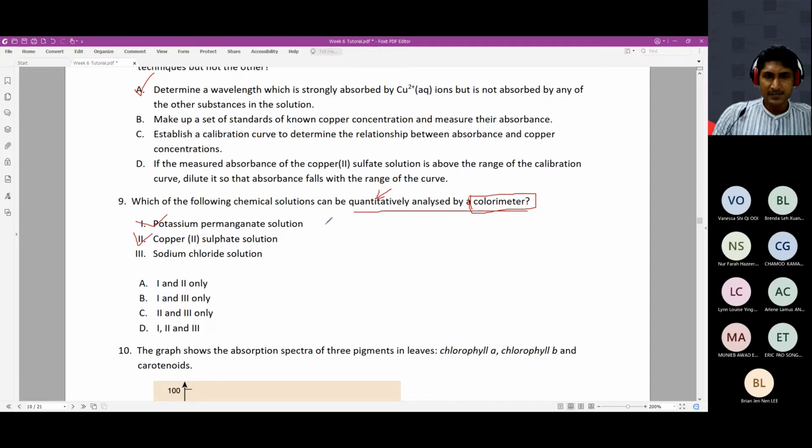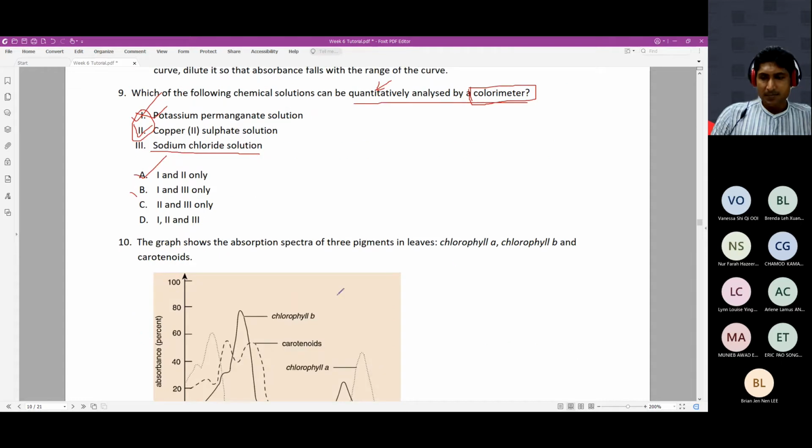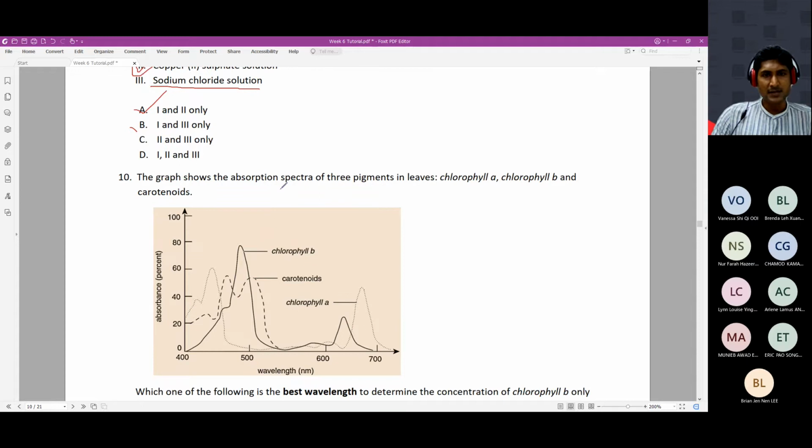The potassium permanganate is a deep purple color. Yesterday we saw it. And copper sulfate, that we have already seen, is green. But sodium chloride does not have any color. It's just table salt, right? If you add table salt in water, it does not change any color, unless you put in some pigments. Otherwise, if you just put sodium chloride, our table salt, in water, it does not show any color. So only 1 and 2 can be used quantitatively.